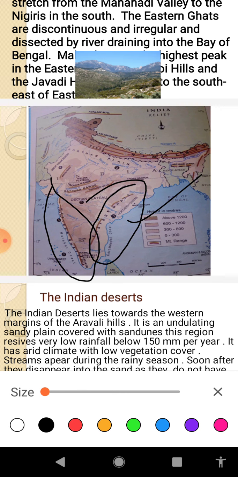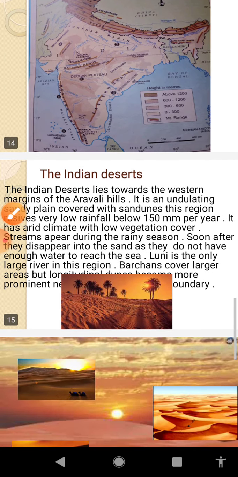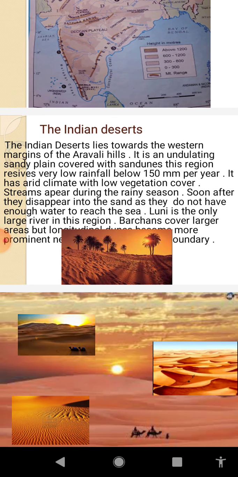Next point we can count here, with regard to the highest peak we are getting in the Western Ghats, that is Anai Modi. It is having the height of about 2695 meters. And in Eastern Ghats, the highest peak we are getting is Mahendragiri, and it is having the height of about 1501 meters above the mean sea level. So you will make the note in your fair copy. The new topic we will discuss today, that is Indian desert.